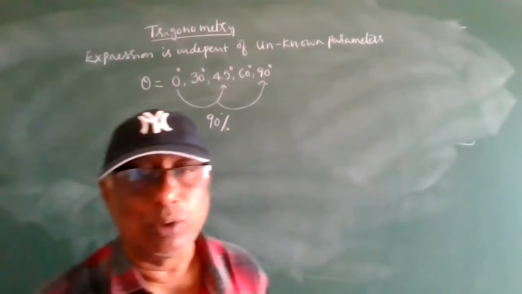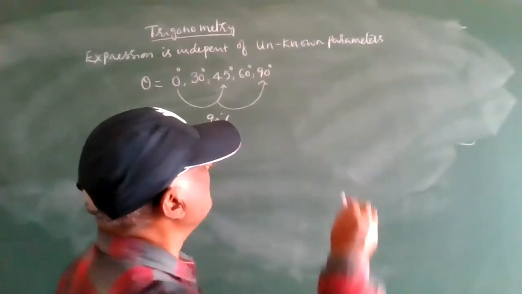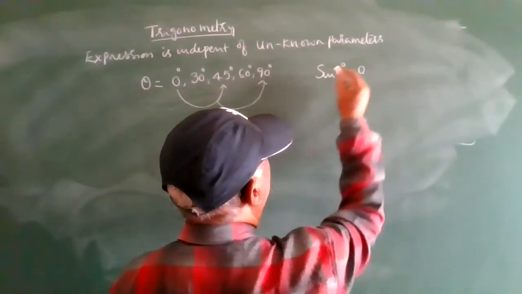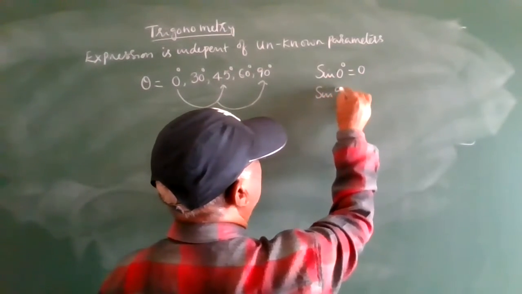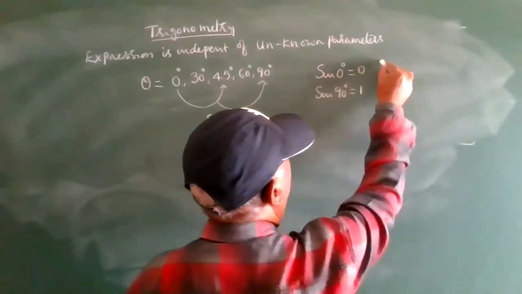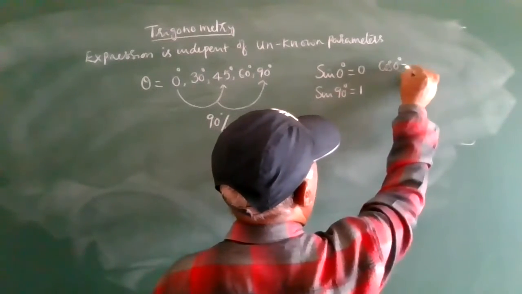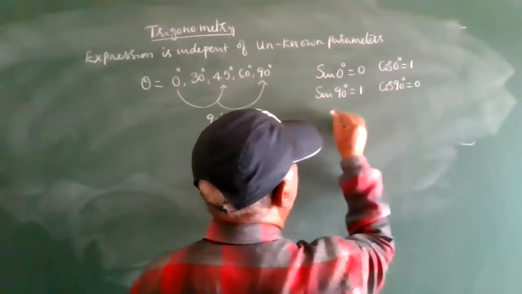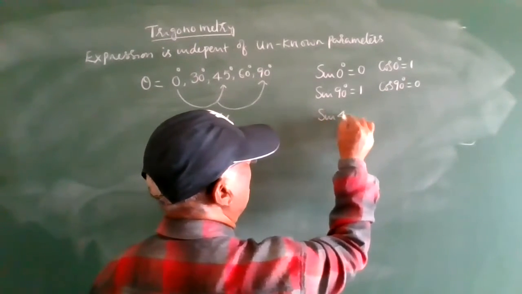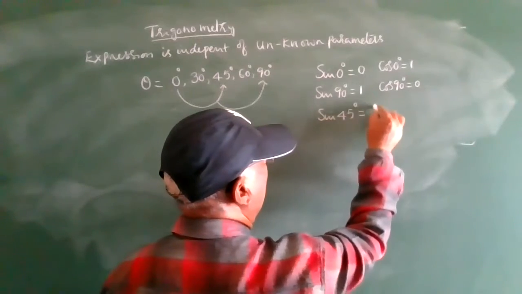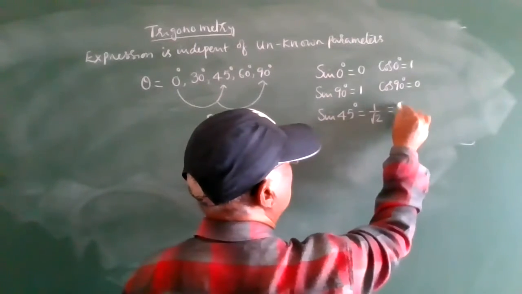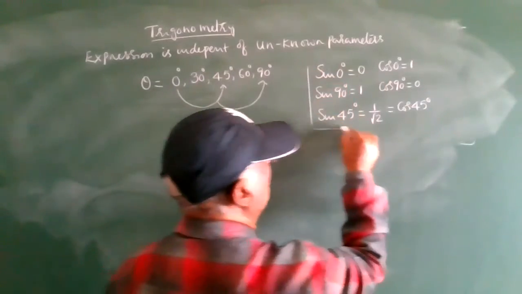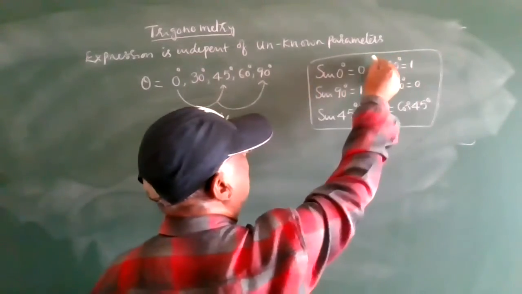You already know sine 0 degrees value is 0, sine 90 degrees value is 1. Next, cos 0 degrees value is 1, cos 90 degrees value is 0, sine 45 degrees value is 1 by root 2, and cos 45 degrees value is also the same, 1 by root 2. These are the values we can substitute.